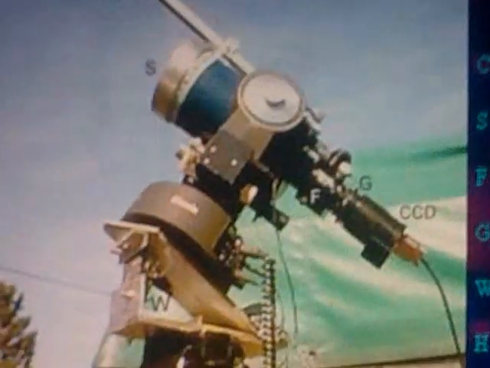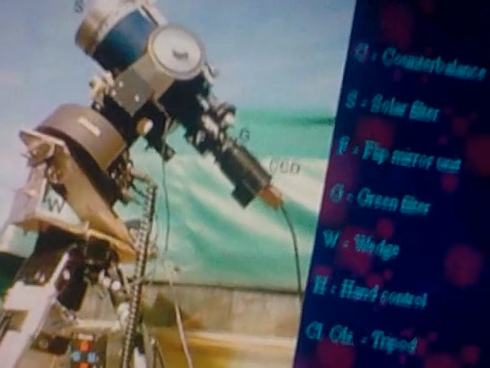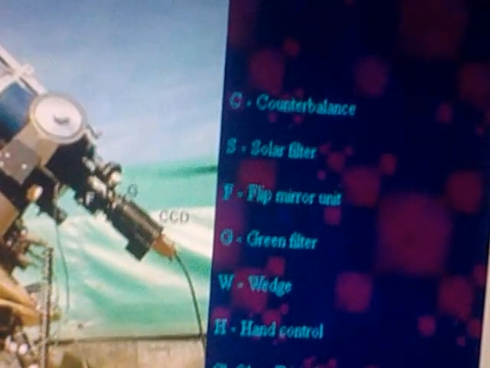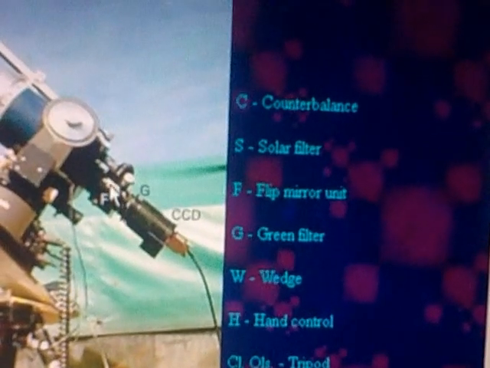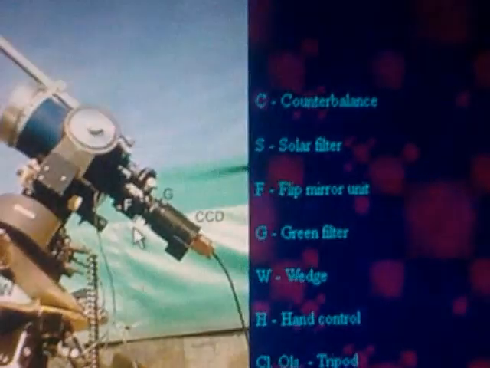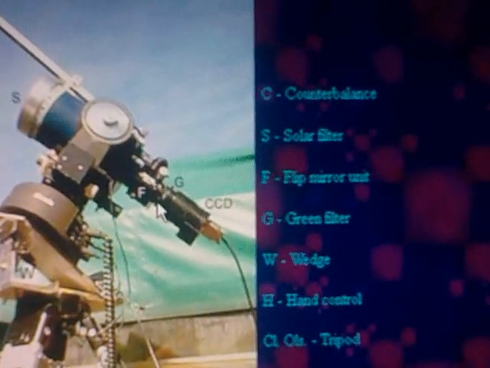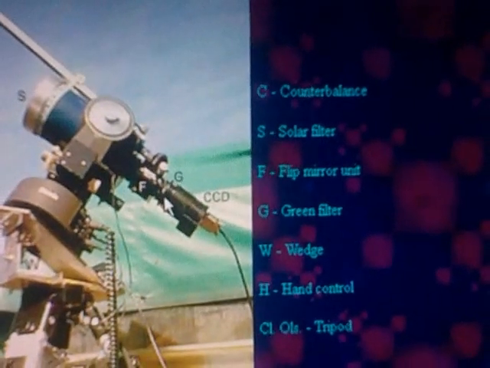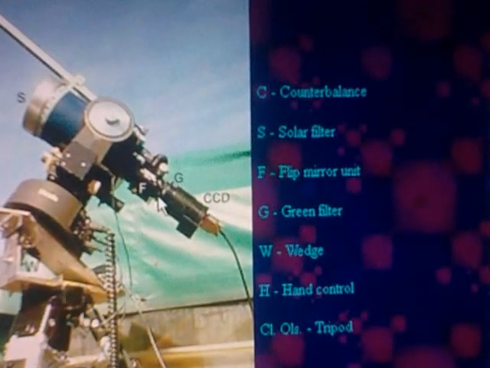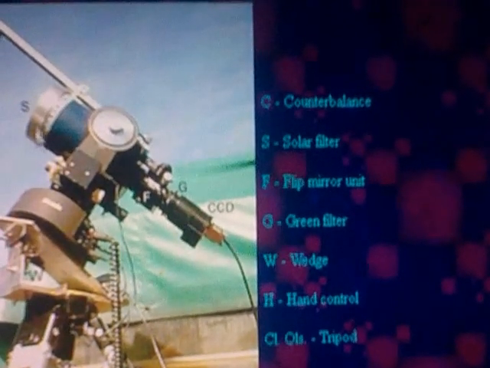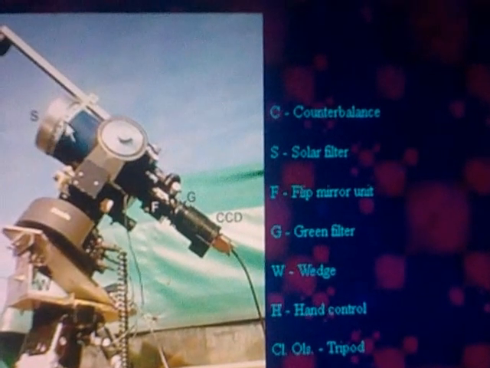So I used this 4-inch Meade Schmidt-Cassegrain telescope with a 1000 aux solar filter, and I also have this flip mirror unit and a CCD camera. I had to put a green filter and a darker filter in front of the CCD camera, in addition to this main filter in front of the telescope.